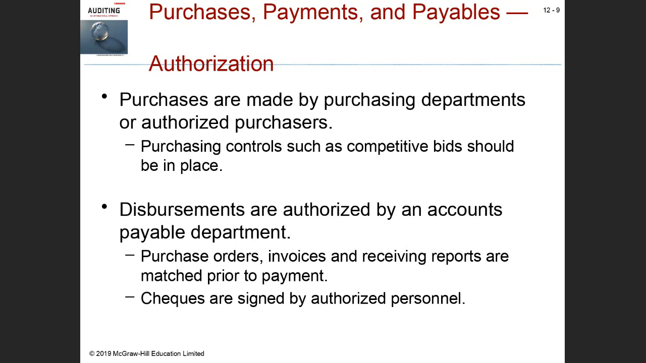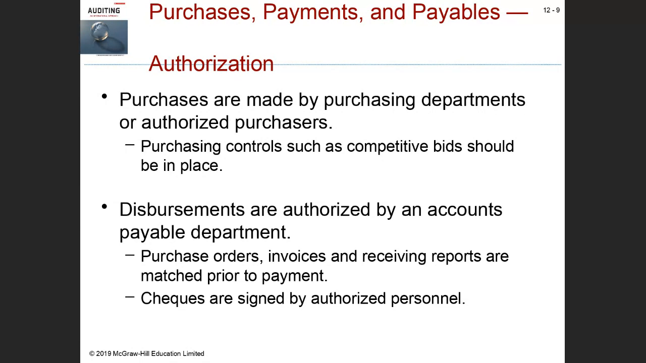But again, we have people in charge. Typically in a large company, we'd have a separate purchasing department, or in a smaller business, you'll have an individual charged with purchasing items for the business. In addition, in terms of authorization, we're going to look to see that disbursements are authorized by someone in charge of accounts payable. Again, in a large company, you would have a separate accounts payable department. So nothing gets paid unless authorized by the accounts payable department.